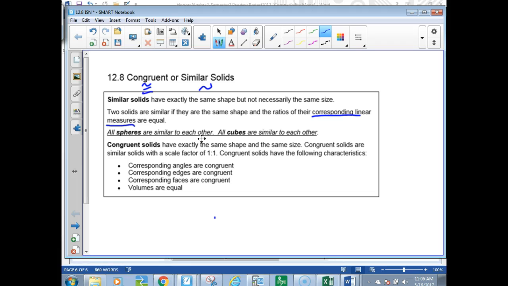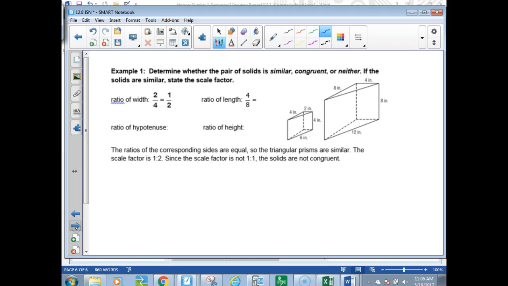All spheres are similar to each other. All cubes are similar to each other. Congruent solids have exactly the same shape and the same size. Congruent solids are similar solids with a scale factor of 1 to 1. Congruent solids have the following characteristic. Corresponding angles are congruent, edges are congruent, faces are congruent, volumes are the same.